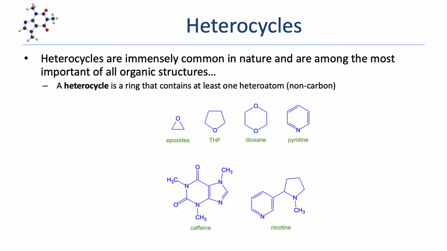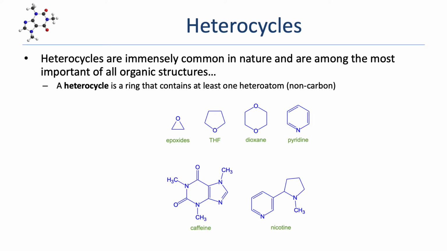Here we see four rather simple heterocycles, some of which you've likely seen before. The first structure is an epoxide, a three-atom cyclic ether. Epoxides are important synthetic intermediates used throughout organic chemistry. Tetrahydrofuran, or THF, is a larger cyclic ether and is a commonly used polar aprotic solvent. 1,4-dioxane is a heterocycle with two heteroatoms and is also used as a polar aprotic solvent. Pyridine is an aromatic heterocyclic amine and is used as both a solvent and a weak base.